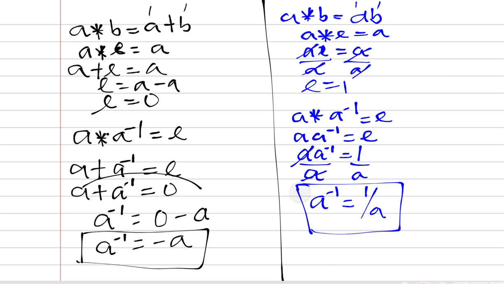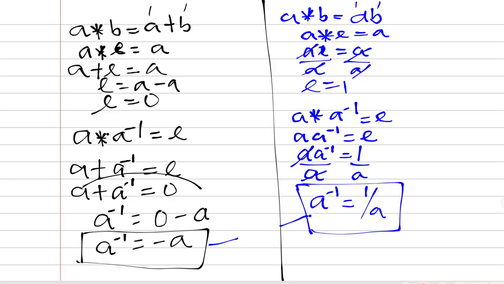And you can see that that is exactly what I told you under inverse: the inverse under addition is negative, the inverse under multiplication is 1 over. Are you getting what I'm saying? So the inverse of 3 under addition is minus 3. The inverse of 3 under multiplication is 1 over 3.